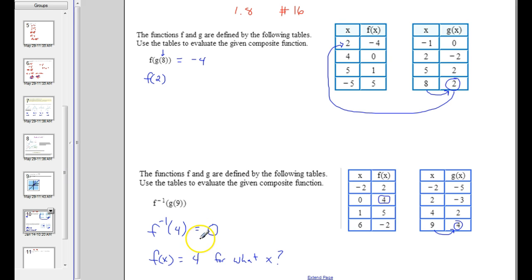Okay, so it's like we're flipping the roll around. So f inverse of g of 9 is 0. Okay, so 9 goes into g, we get out 4. 4 goes into the f inverse function. So from what we know from this table, 0 is what makes f of x 4. So f inverse of 4 is 0.